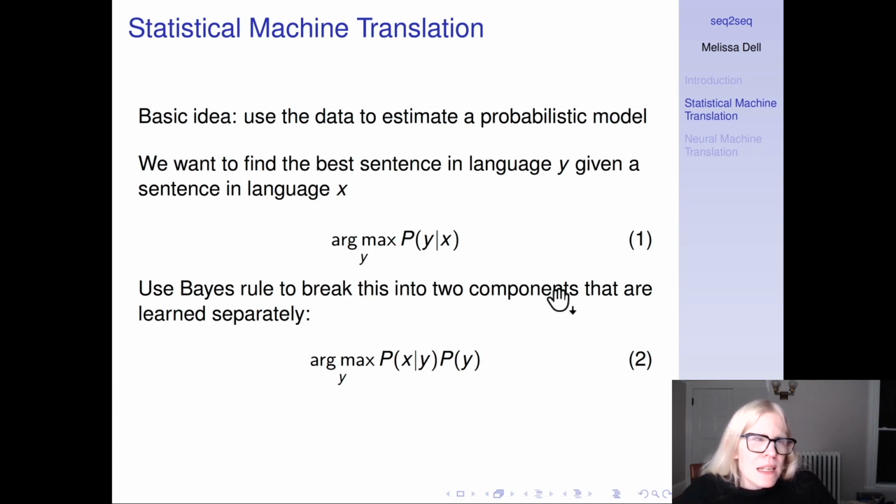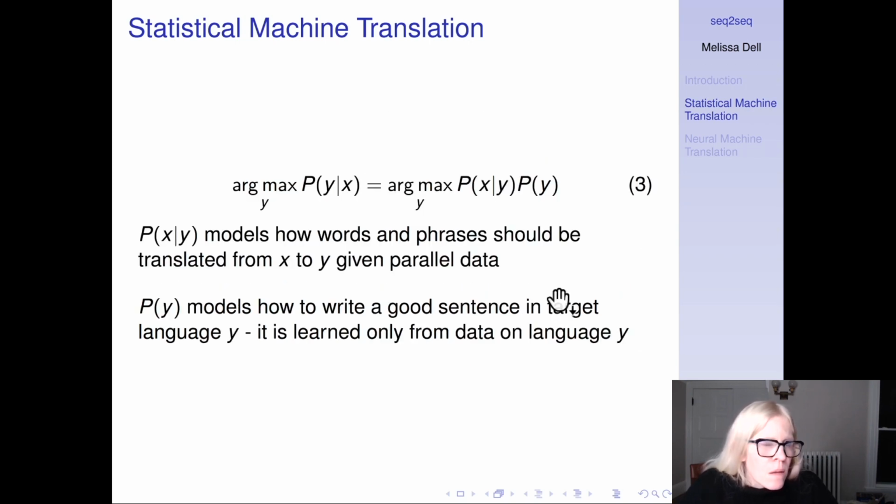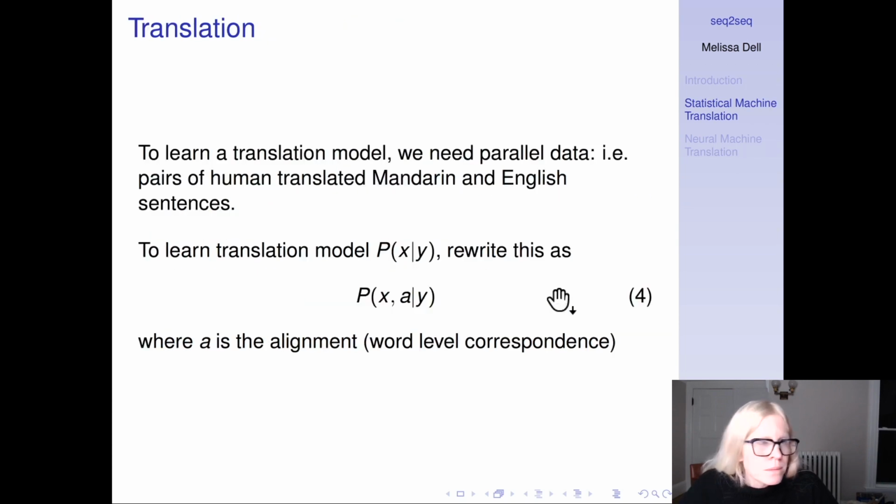Okay, so the basic idea is to use data to estimate a probabilistic model. We want to find the best sentence in language Y given a sentence in language X, and we can use Bayes' rule to break this into 2 components that are learned separately. So probability of X given Y models how words and phrases should be translated from X to Y given parallel data. And the probability of Y models how to write a good sentence in target language Y, and it's learned only from data on language Y.